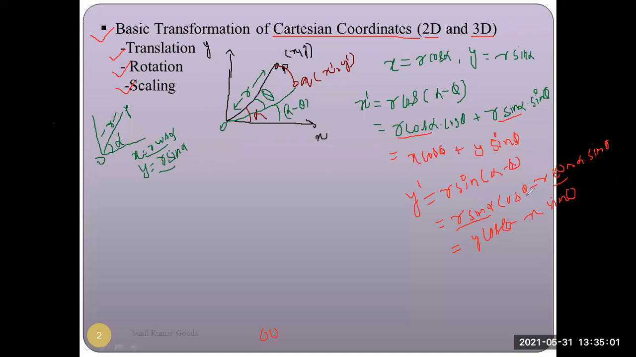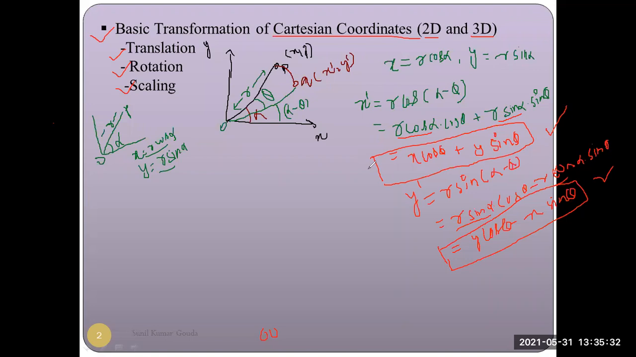So this is a standard coordinate transformation. This is the transformation coordinate of x dash, and this is the transformation coordinate of y dash when it is rotated with an angle of theta. When I rotate with angle of theta, the new coordinates will be x dash and y dash. Now the question comes: how to represent this coordinate in the matrix format?